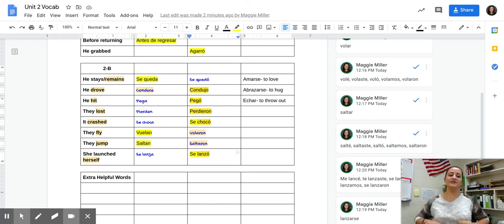All right, so those are the words that you're going to need for the second half of the unit. Get comfortable with them, study them on Quizlet. All right, hope that makes sense. But if you have questions, please let me know.